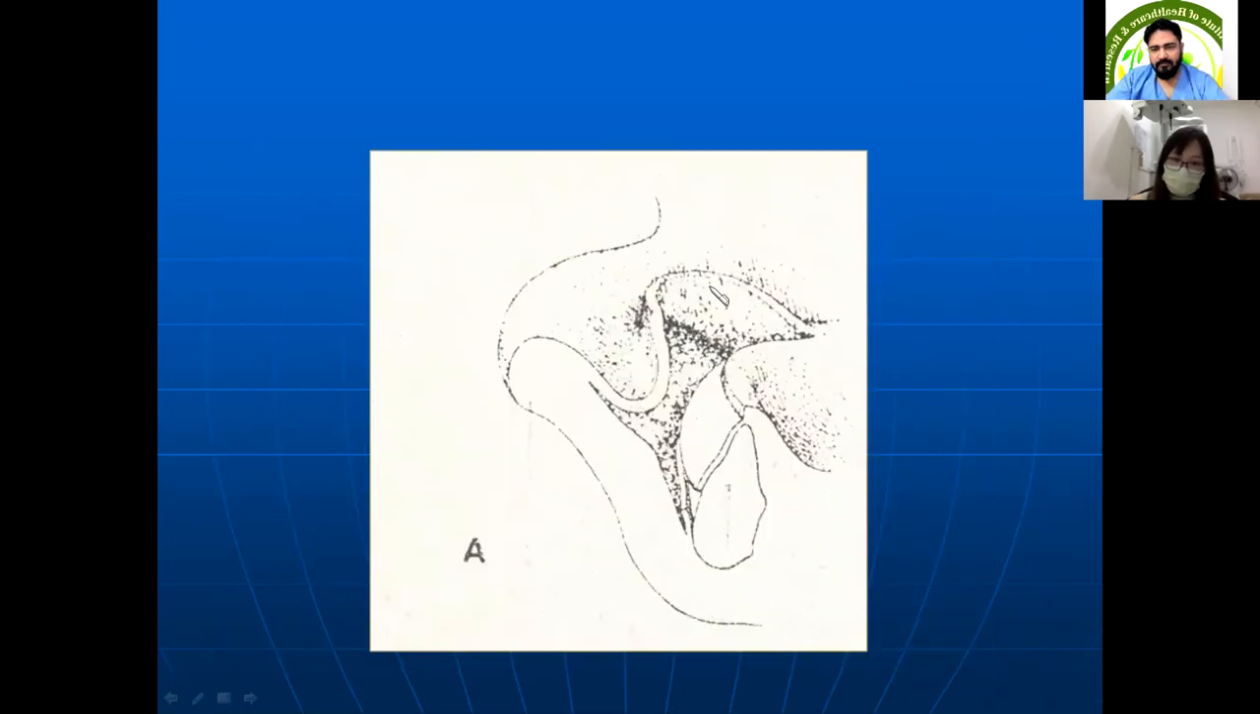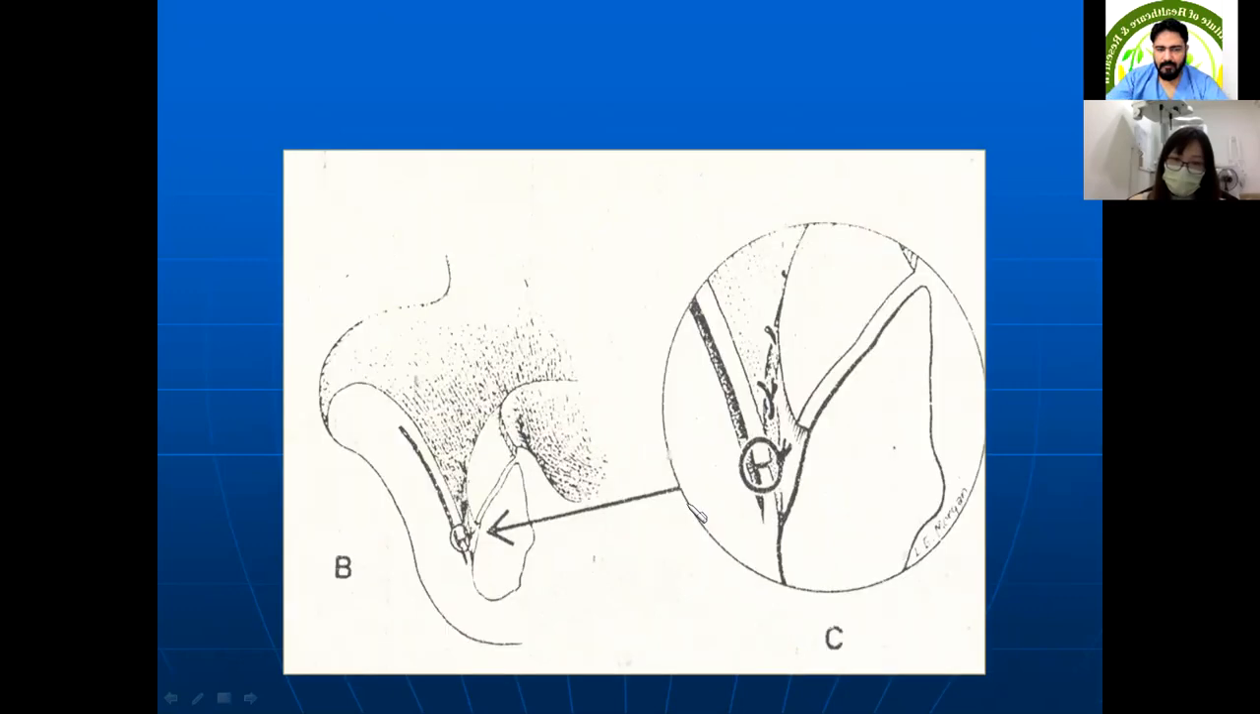This is the flap, okay, and now this flap will be sutured in the vestibule here. Can you see the arrow? Yes.